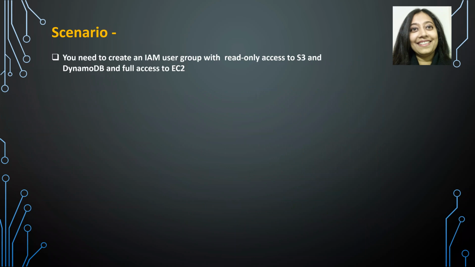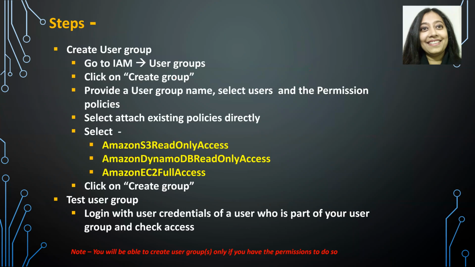Scenario for our lab today. You need to create an IAM user group with read-only access to S3 and DynamoDB, but with full access to EC2. So remember, you have three services in the picture over here. All the users as part of this user group will have read-only access to S3 and DynamoDB, but will have full access to EC2.